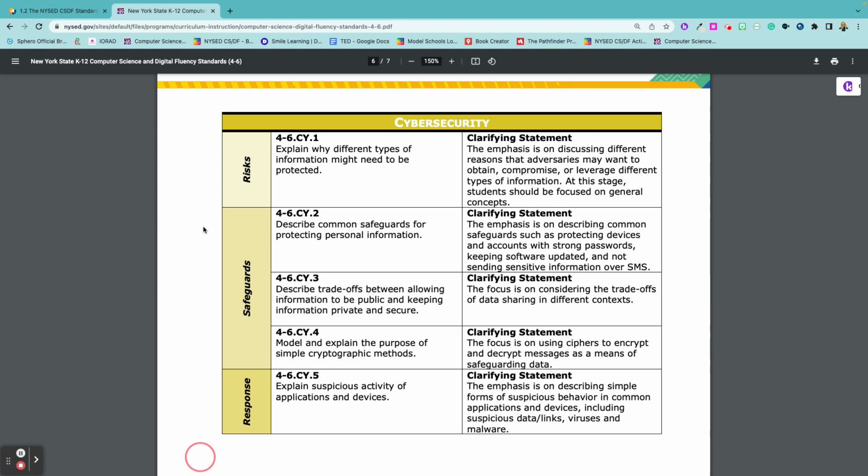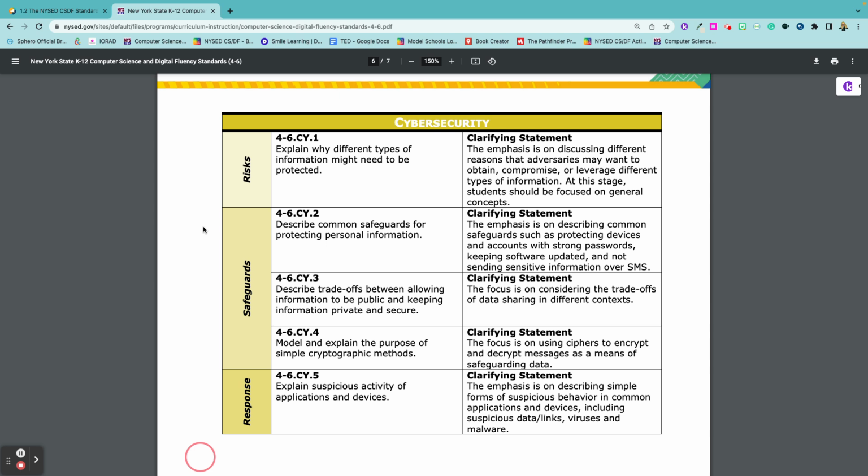As we move into cybersecurity 3, we're describing the trade-offs of allowing information to be public and keeping information private and secure. So we're thinking about the trade-offs of the data that we share. We know that our students log in definitely as early as 4th grade to different websites, and what information are they giving away? How is that information being used?